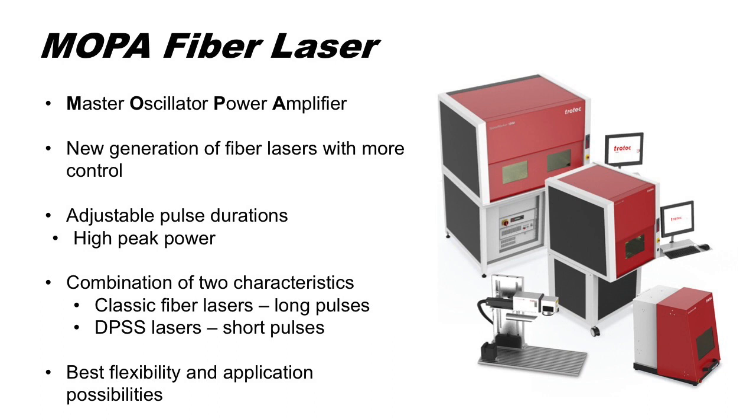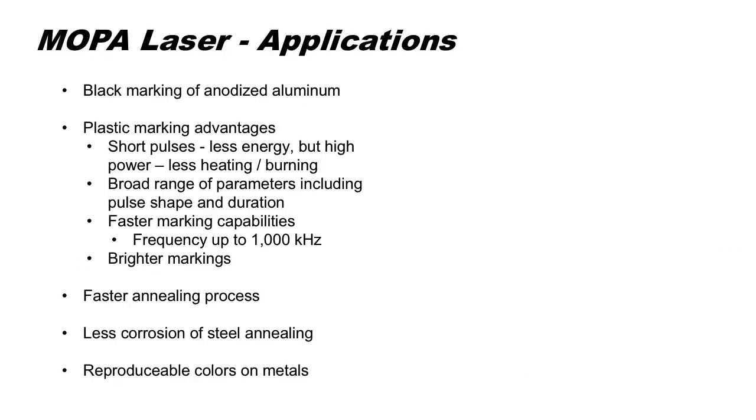It also combines two characteristics of standard lasers: the classic fiber lasers, which produce long pulses, as well as the DPSS, diode-pumped solid state lasers, which produce short pulses. A MOPA laser combines both of these capabilities to give you the best flexibility and application possibilities. A MOPA laser will actually produce black marking on anodized aluminum, where a standard fiber laser will not do that.